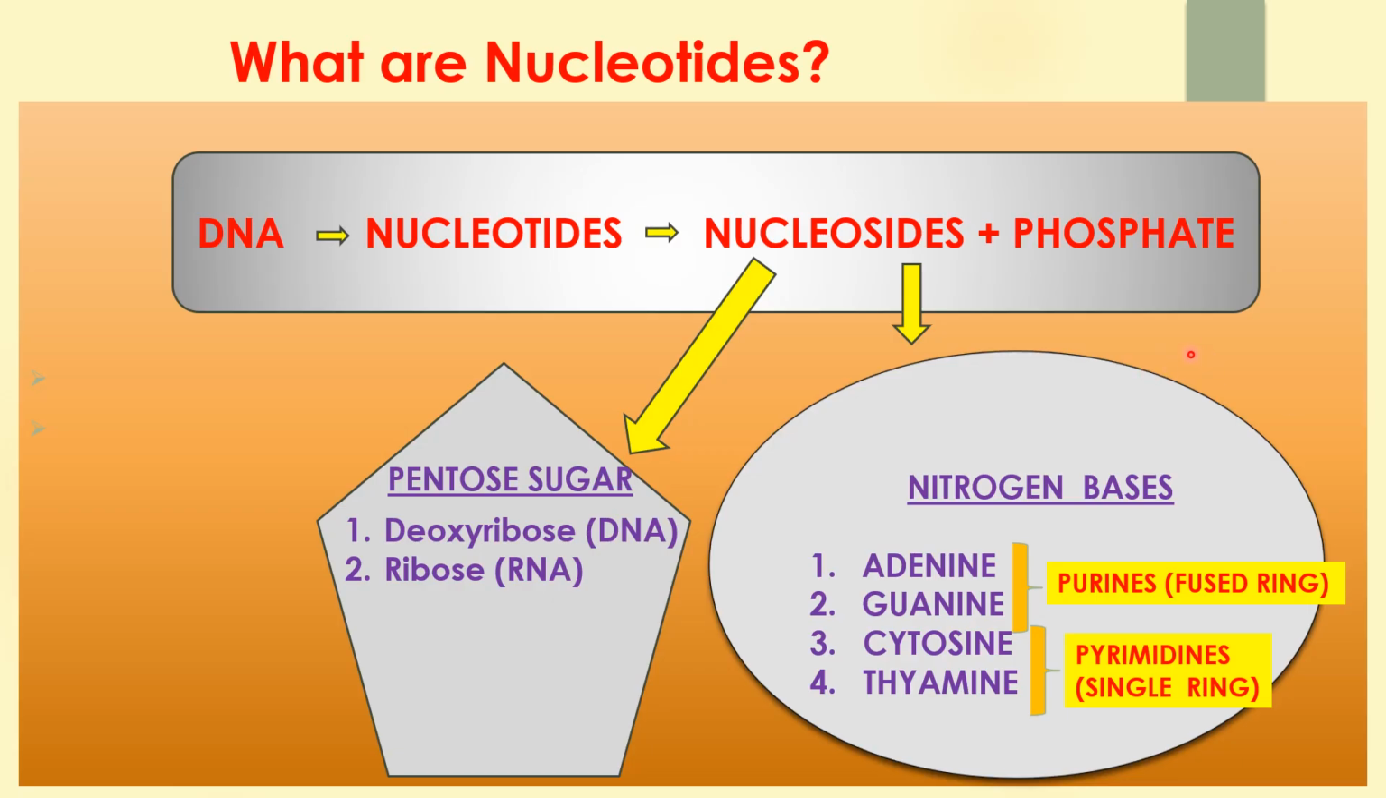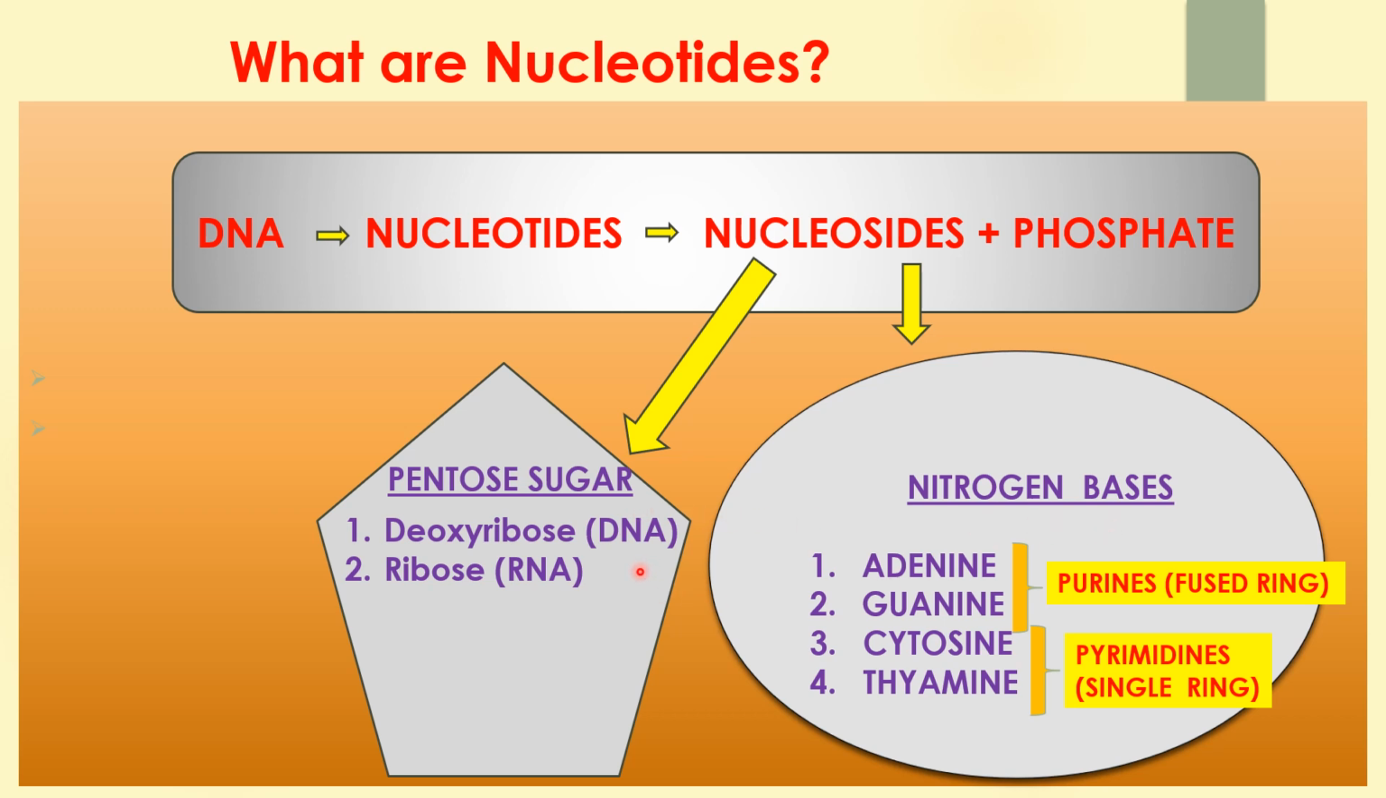Now you may ask me, what are nucleotides? We said DNAs are made up of nucleotides. So what are these nucleotides? Nucleotides in turn can be broken down to nucleosides with S and phosphates. Nucleosides are made up of pentose sugar and nitrogenous bases.